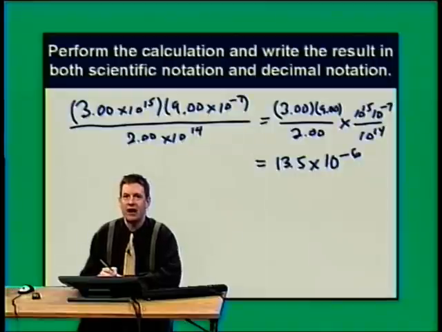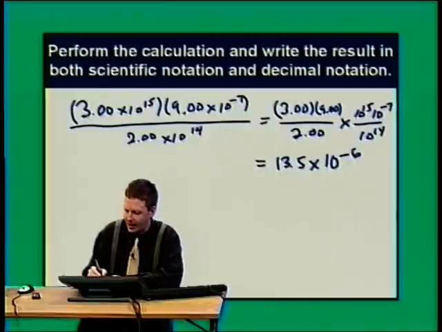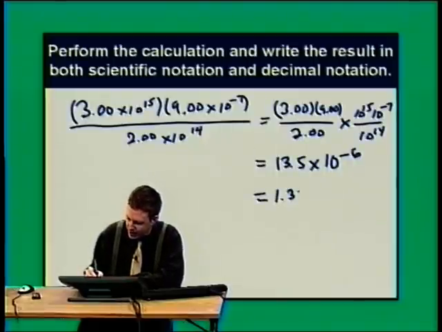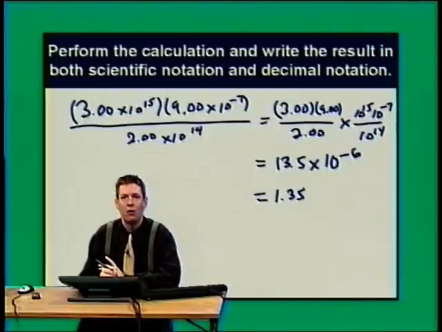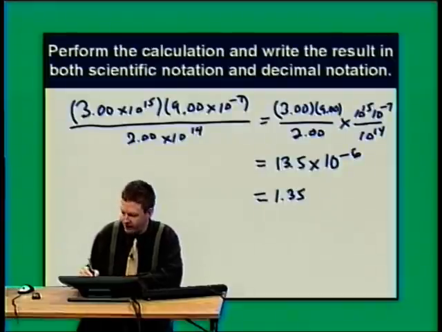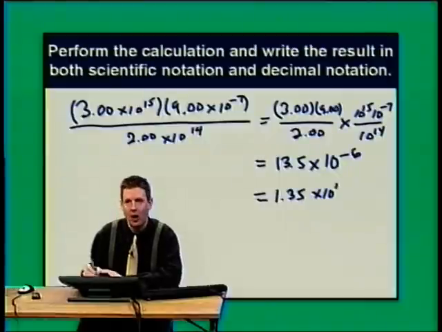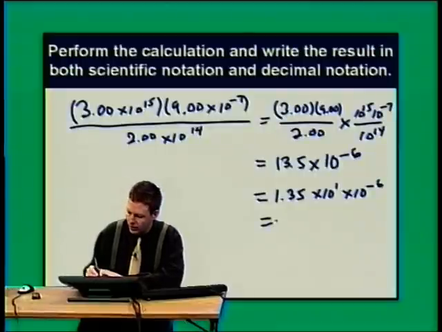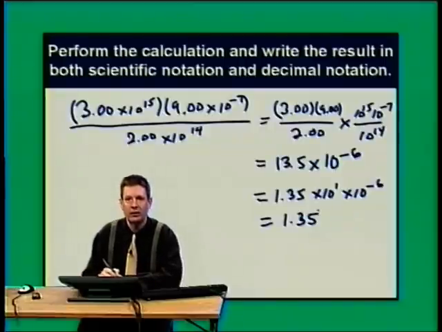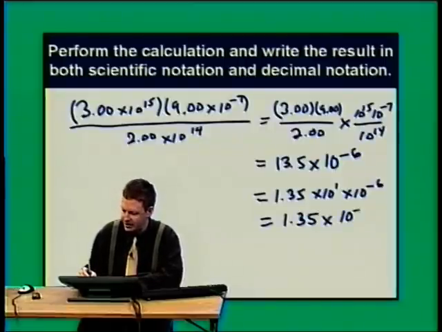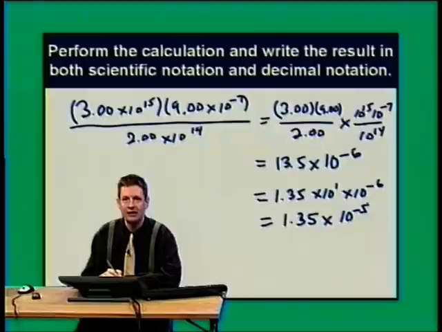I don't have this in scientific notation yet because 13.5 is not between 1 and 10. I need this first number to be 1.35. What do I need to multiply 1.35 by to get back 13.5? Well, that would be 10 to the 1. And I still have my 10 to the negative 6 factor. So altogether, in scientific notation, this is 1.35 times 10 to the negative 5, adding those exponents.